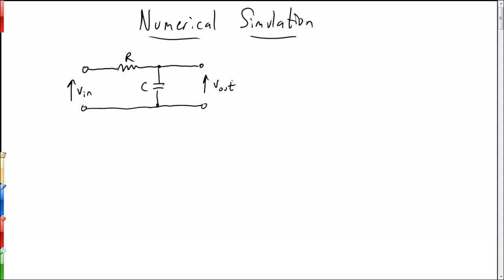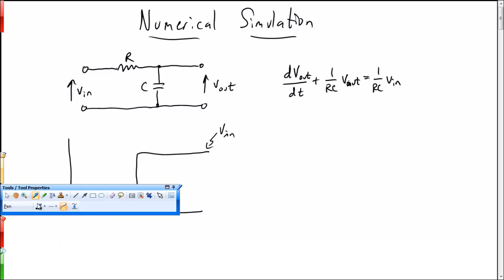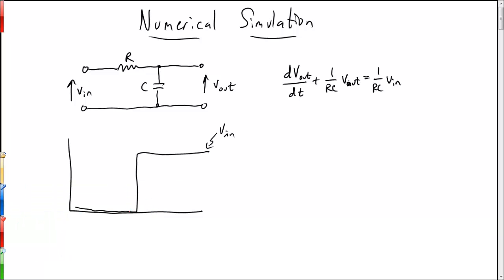We went through and we showed that the governing equation for this problem is dVout/dt plus 1 over RC times Vout is equal to 1 over RC times Vin. And we showed that, for example, if we were to input a step function that looks something like this, we'll call this Vin, that out of it we would get some function that looked something like this. There's a decaying exponential in there, which is what you expect out of first order ordinary differential equations.